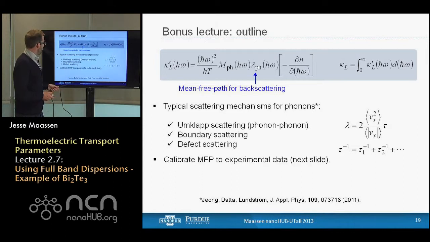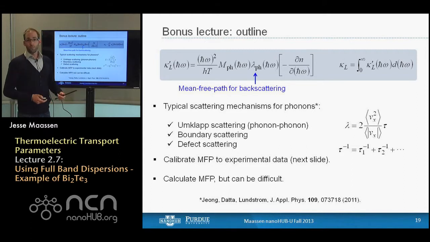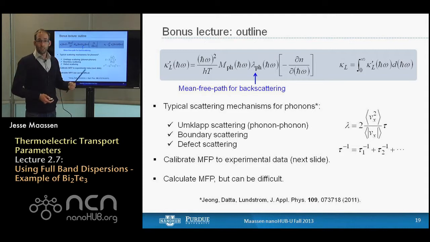Okay, you can calibrate this mean free path to experimental data, like we did with electrons, and we're going to do that on the next slide. Or again, you can go ahead and calculate the mean free path from first principles. This can be quite difficult and tedious, but it can be a useful approach as well.